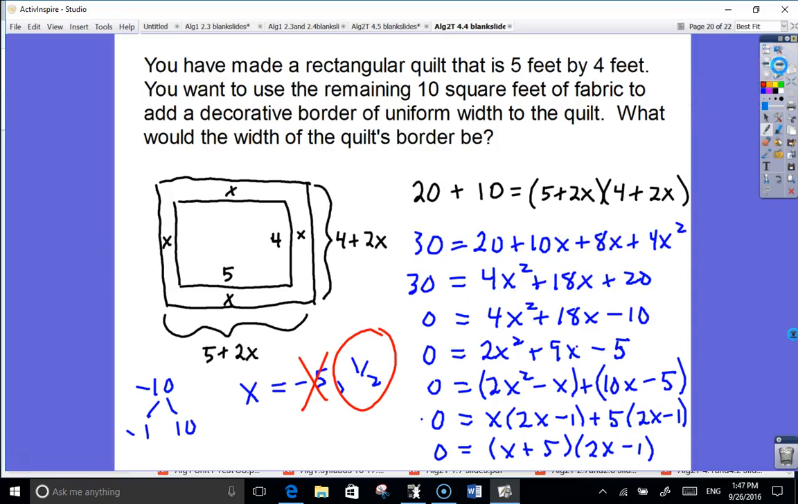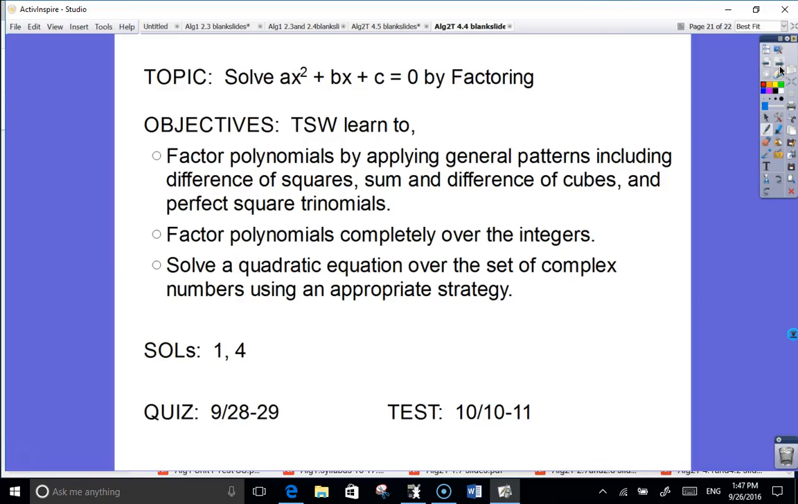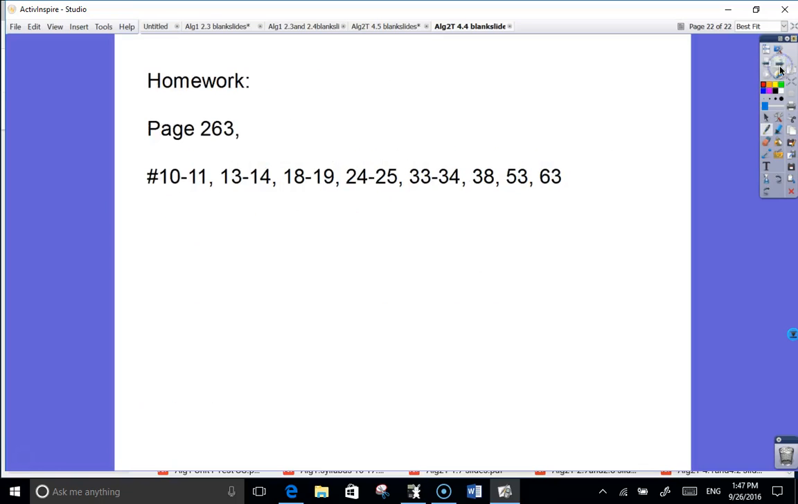Allora, that's it. So that's the homework. Next class we will have a quiz on factoring. That is all the factoring we do in this class. No, for quadratics.